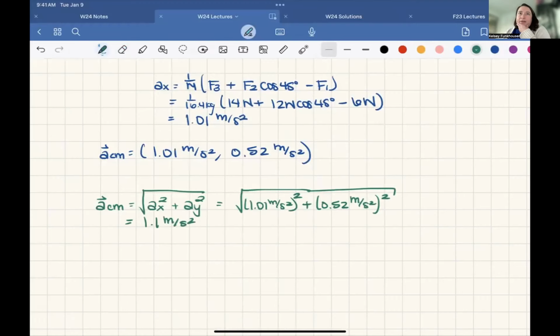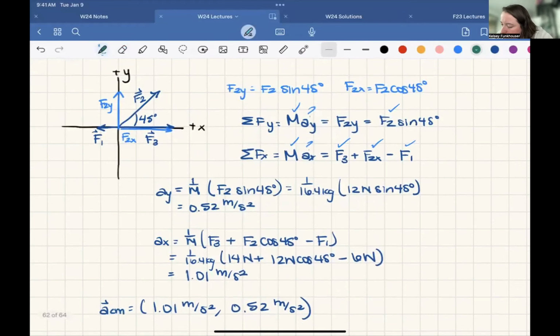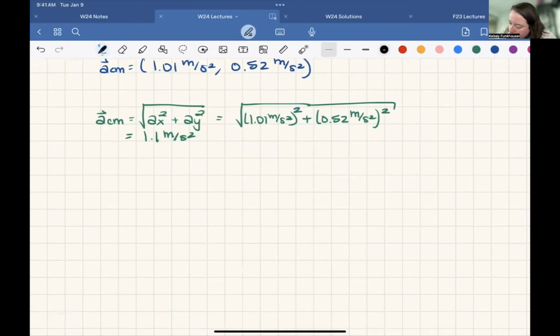Okay, but then we need to know what angle that is at. Looking at our free body diagram, I think we can comfortably say that our net force and acceleration are going to be in the positive x, positive y quadrant. I don't know what the angle is, so I'm just making that part up right now, just so we can tell which way we should orient the tangent.